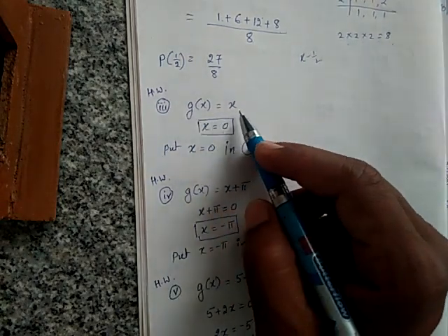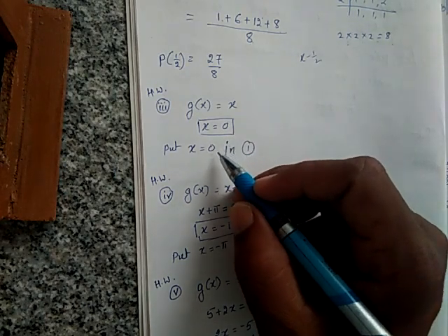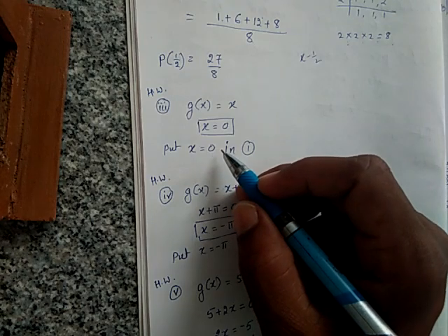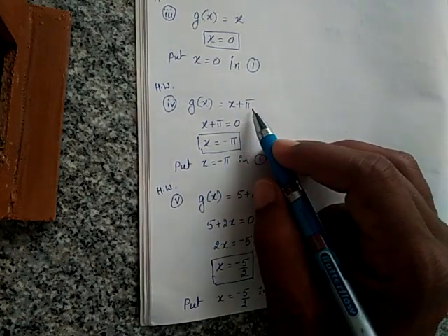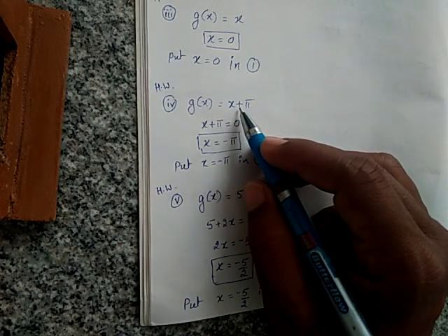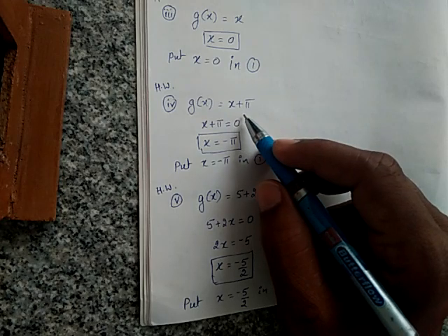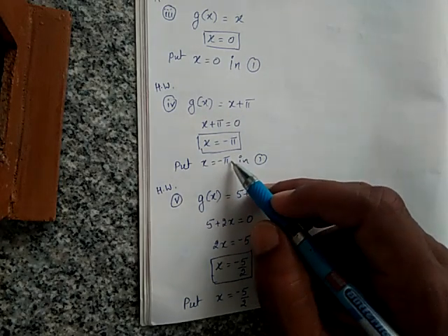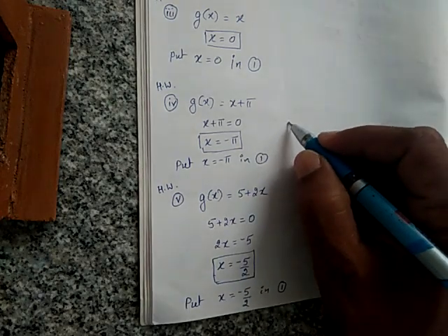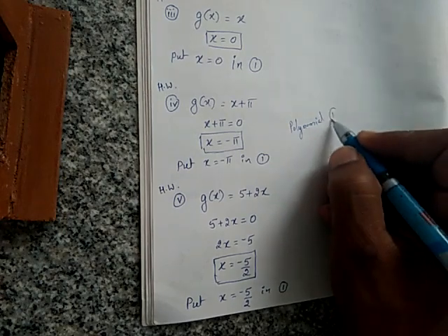Third one is g of x is equal to x, so x is equated with 0. So wherever x is there, you have to put the value of x as 0, so that you will get the remainder. Okay. Similarly, next x plus pi. This is the fourth divisor, g of x. So if you equate with 0, x plus pi is equal to 0, that is x is equal to minus pi. So put x is equal to minus pi in the given polynomial 1, so that you will get the remainder.